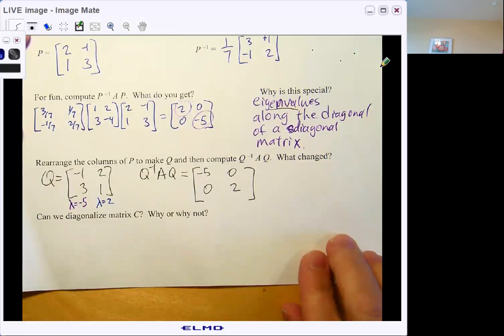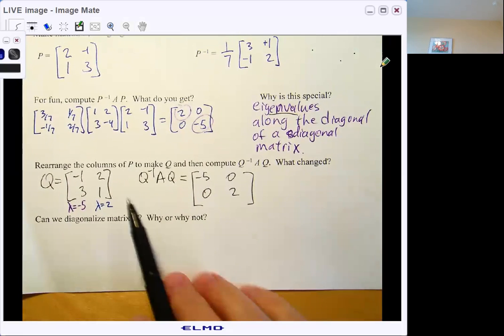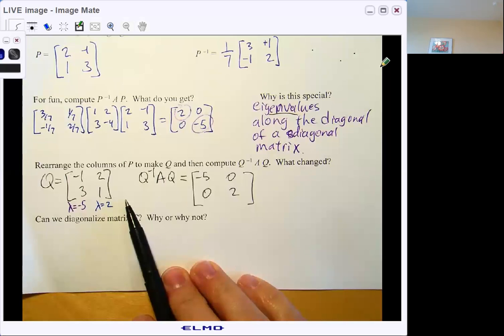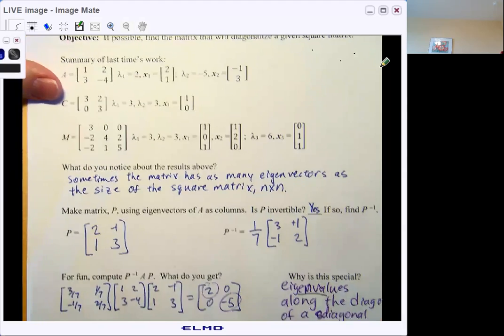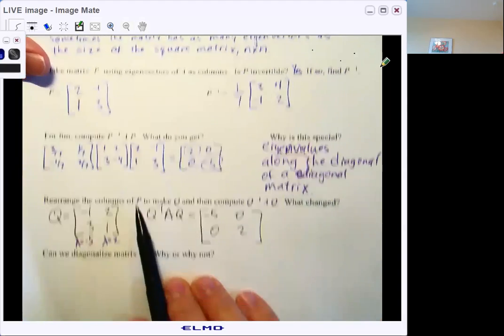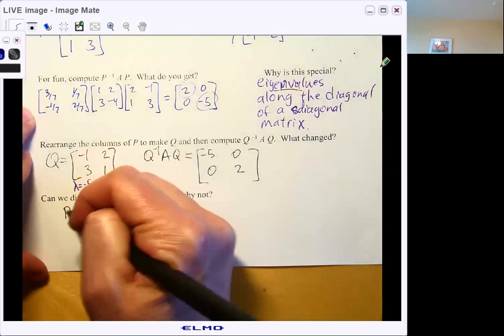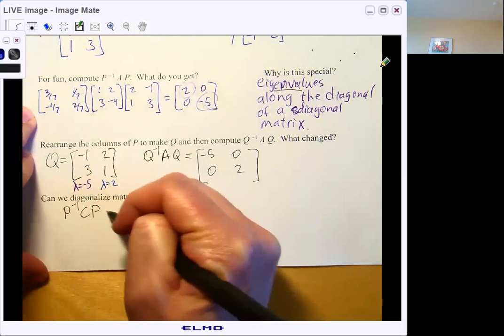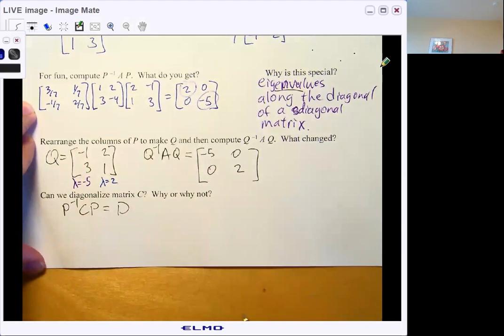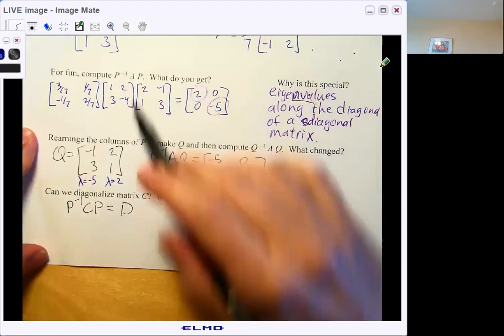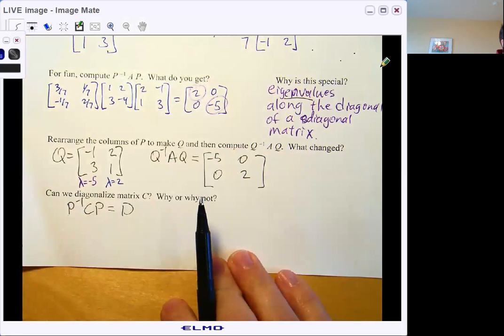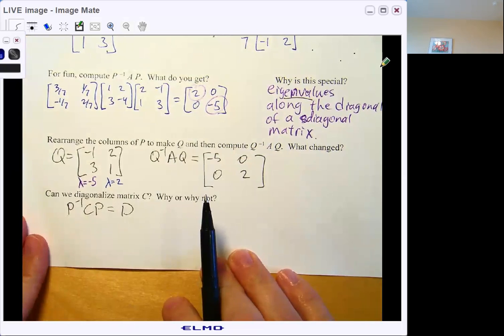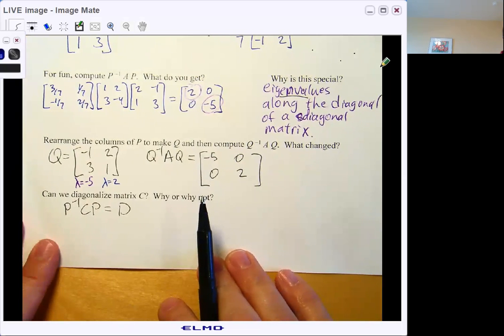Next, can we diagonalize matrix C? Taking this matrix C, can I turn it into a diagonal matrix using a P or Q matrix? In other words, can I do P inverse CP equals some diagonal matrix, where this P doesn't have to be the same as the one above because I've changed from my A matrix to my C matrix? Think about that and then tell me why or why not.